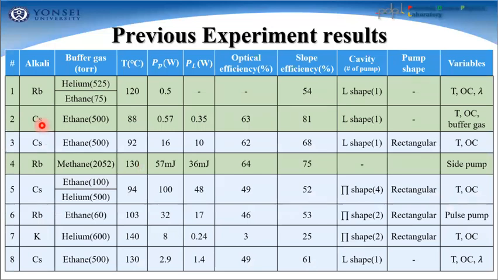As I mentioned before, there were many researches on alkali lasers. Sky blue dots are research of diode pumped alkali lasers, and green dots use other lasers as a pump source. The most important parameters for these researches are optical efficiency and slope efficiency. Optical efficiency is output power over pump power, and slope efficiency is the slope of output power versus pump power.